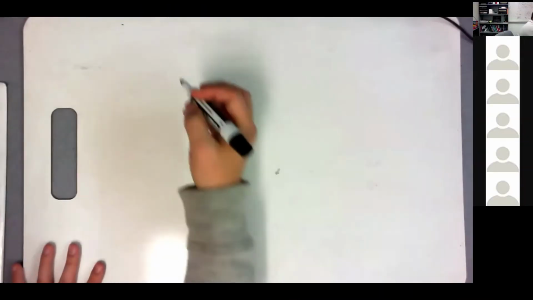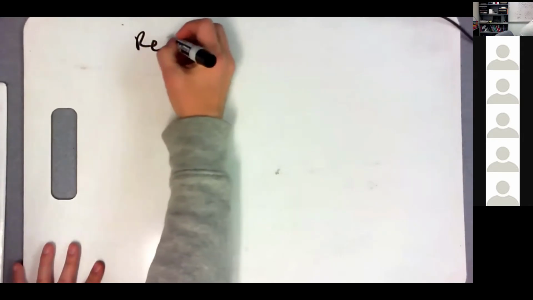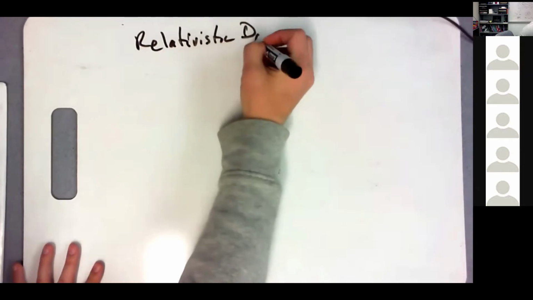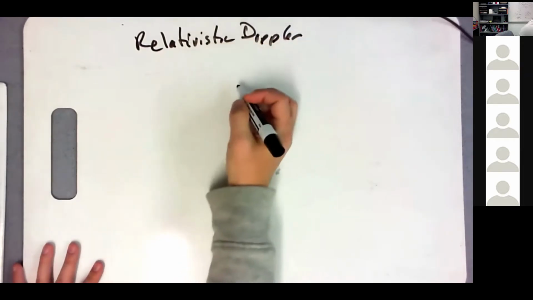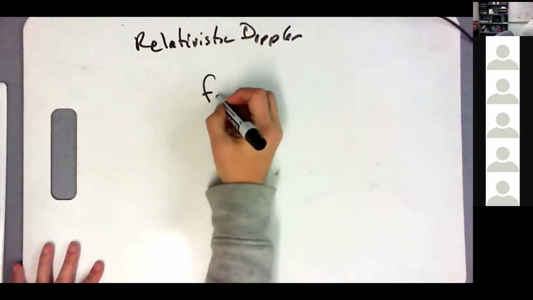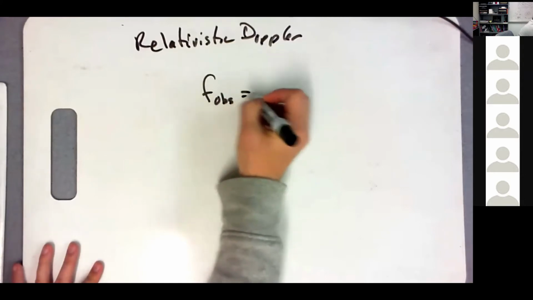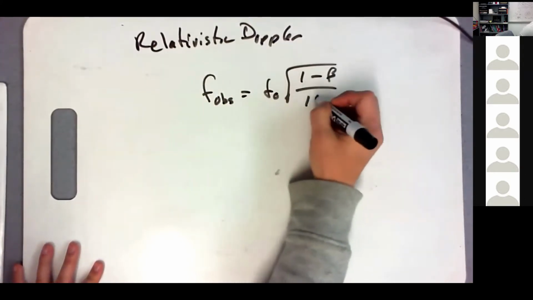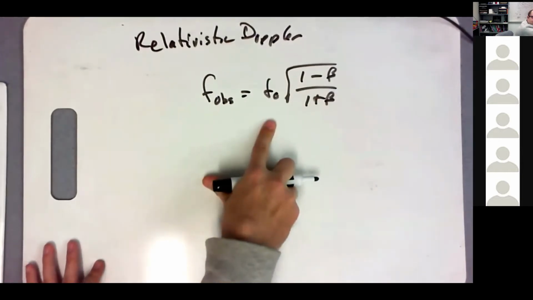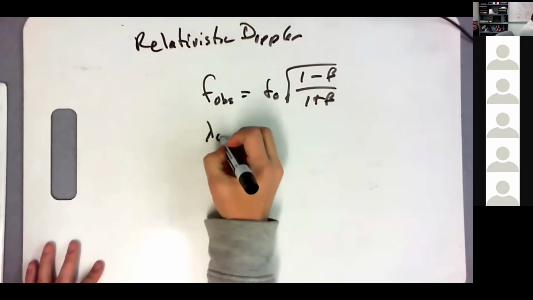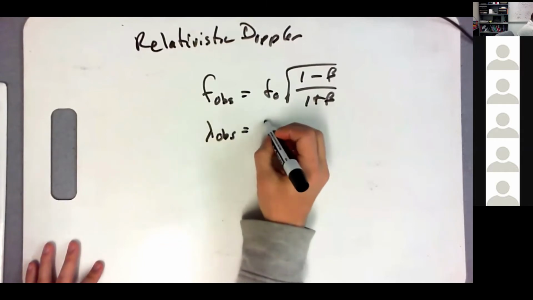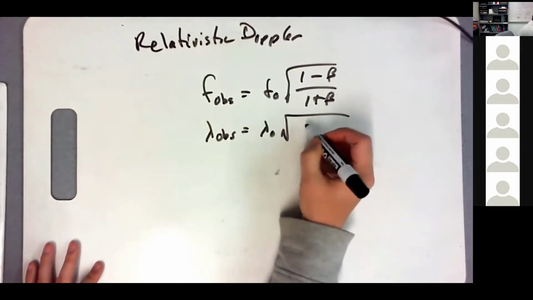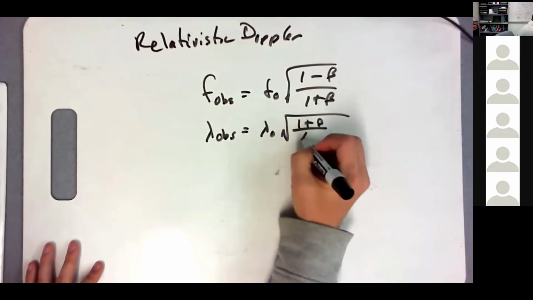Here is relativistic Doppler. The relevant equations are f_obs equals f_0 times the square root of (1 minus beta) over (1 plus beta). This one was right before. This one was not right before. So Dan, you were right. These should be different equations because they're inverses of one another. This should be (1 plus beta) over (1 minus beta).